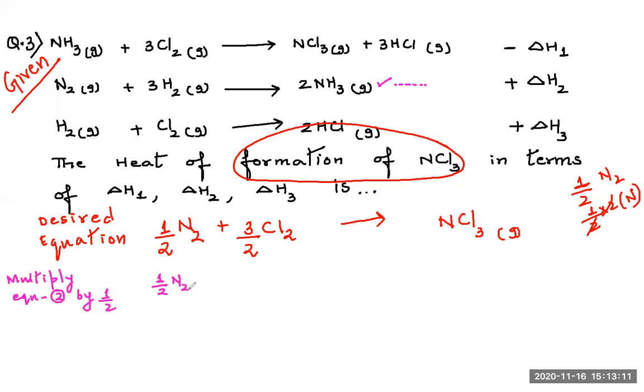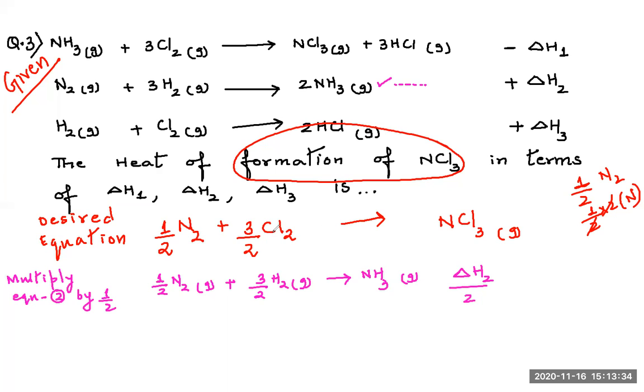Half N2 gas plus 3 by 2 H2 gas gives NH3 gas. And children, I multiply the value also. Okay. What is the next thing I want?